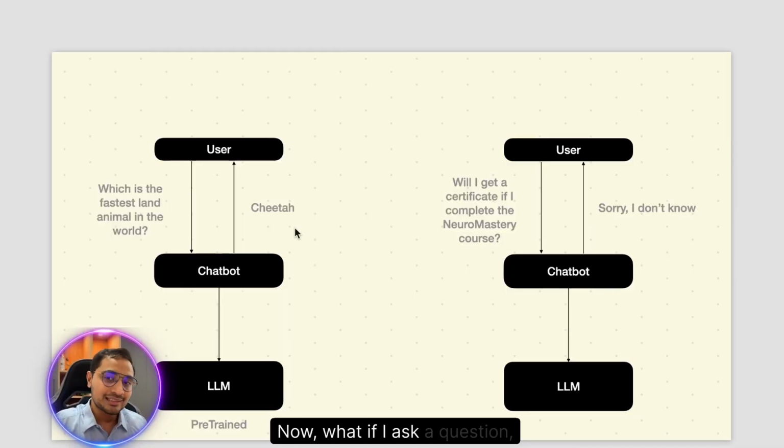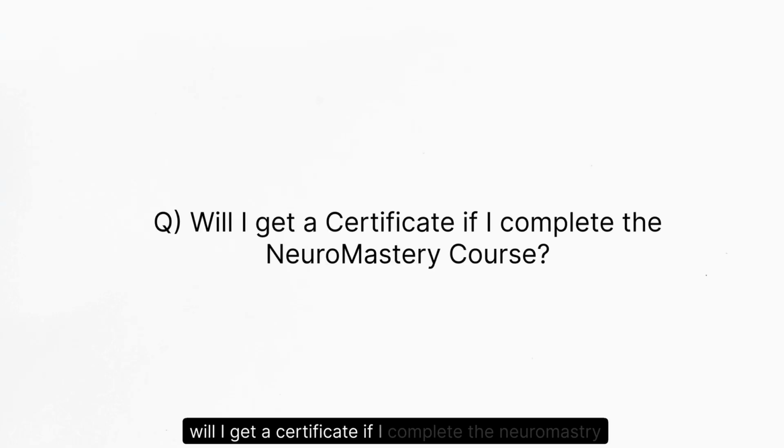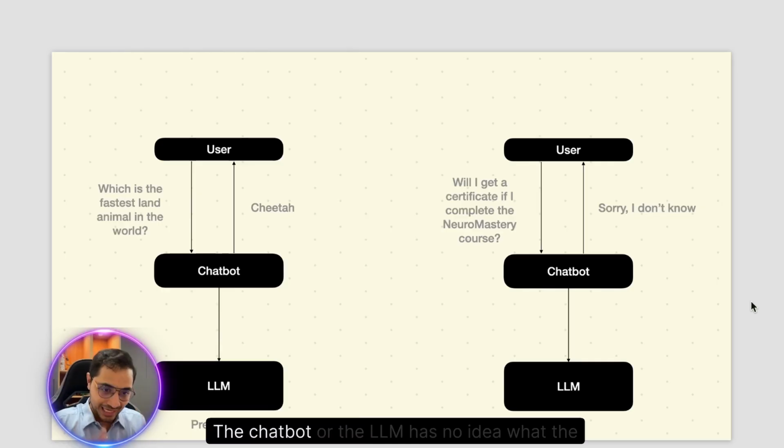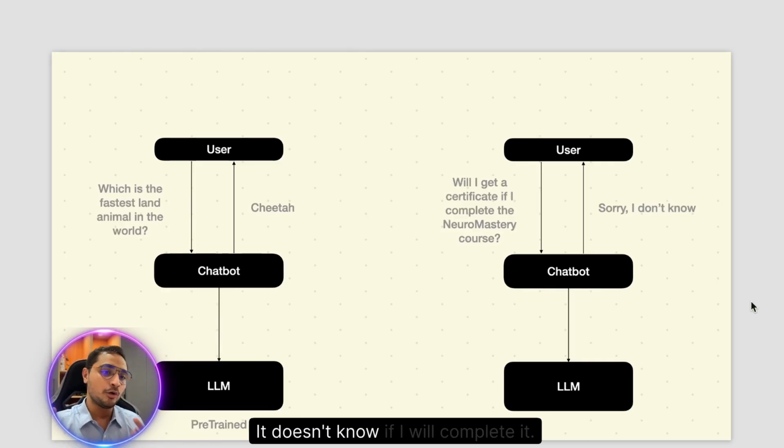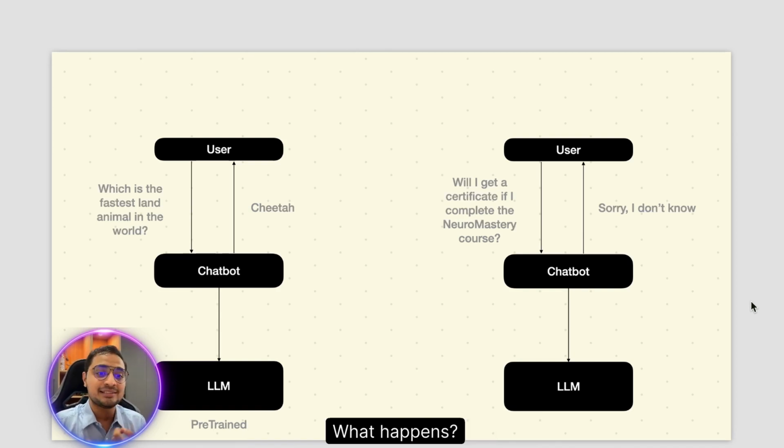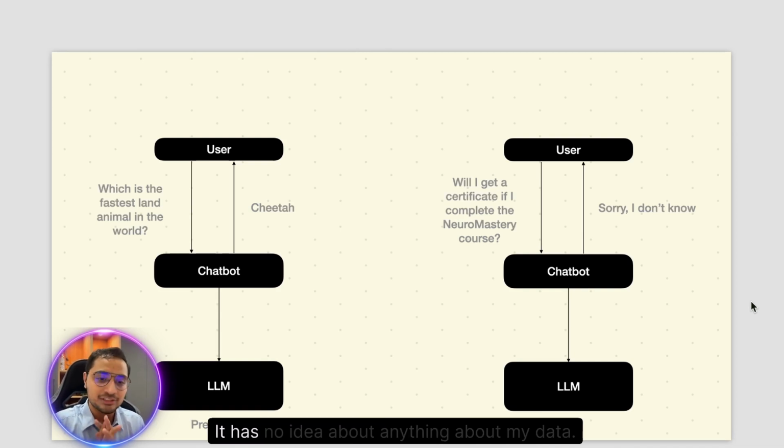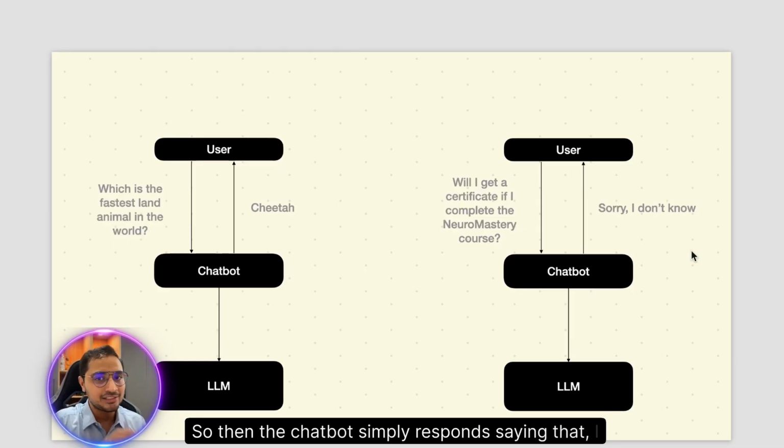Now, what if I ask a question, will I get a certificate if I complete the neuromastery course? The chatbot or the LLM has no idea what the neuromastery course is. It doesn't know if I will complete it, what happens, will I get a certificate, will I not? It has no idea about anything about my data. So then the chatbot simply responds saying that, sorry, I don't know.